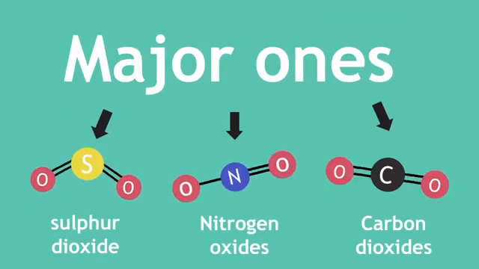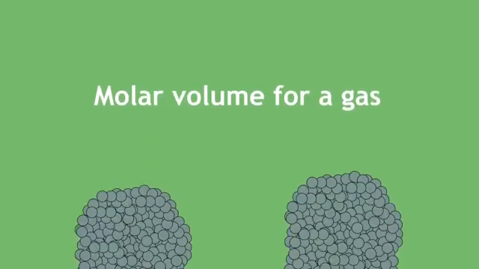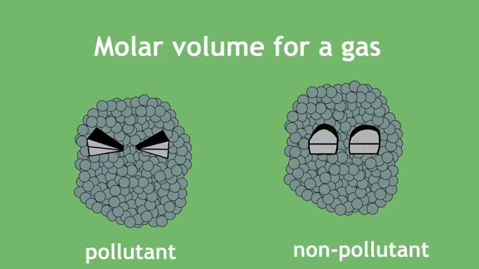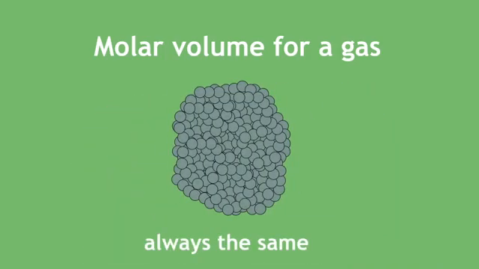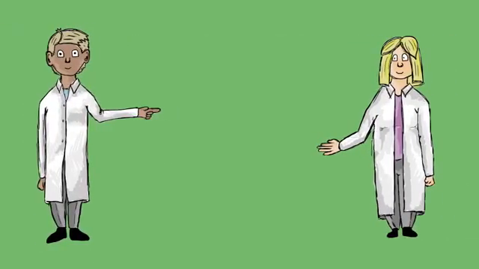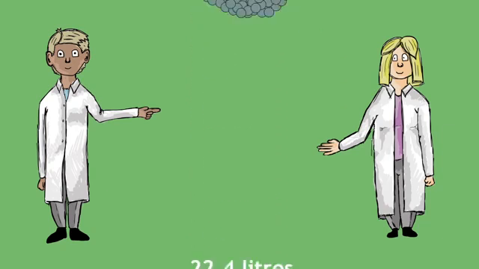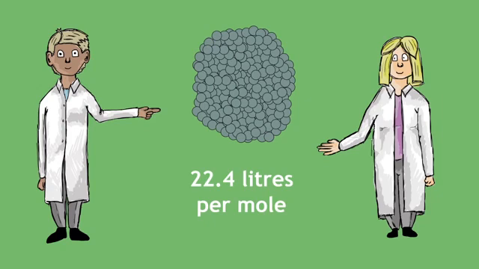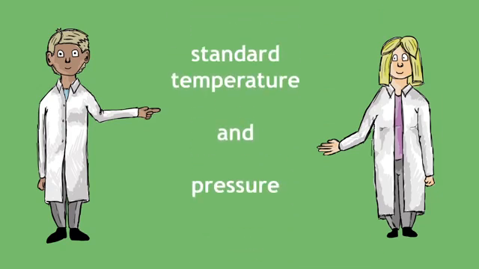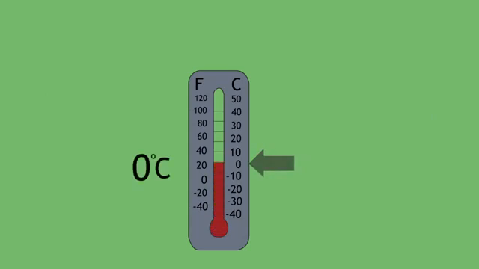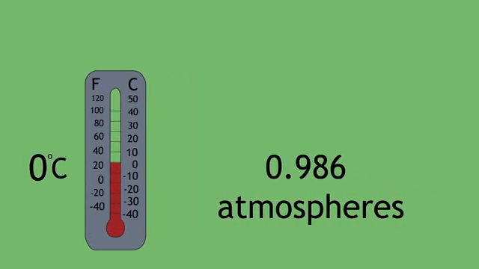There are sadly others. Fortunately, the molar volume for a gas, whether that gas is a pollutant or not, is always the same. Scientists have found that 1 mole of any gas occupies approximately 22.4 litres per mole under standard temperature and pressure. Standard temperature and pressure is 0 degrees centigrade and 0.986 atmospheres respectively.